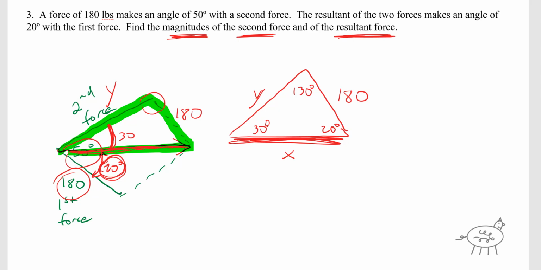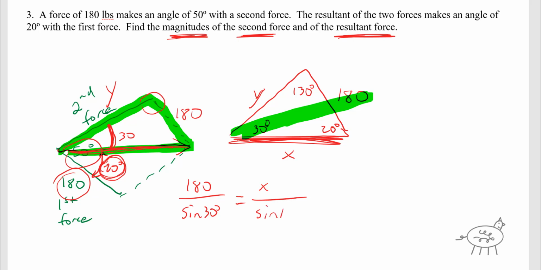Okay, we have enough information. We're not going to use law of cosines. Law of cosines is side-angle-side. I have only one side. I have a side-angle relationship here, so that is going to be law of sines. So it's basically 180 divided by sine of 30. Let's find X first. So it's just going to be X over sine of 130. You cross multiply, and X comes out to be 275.8 pounds. And that's my resultant force.